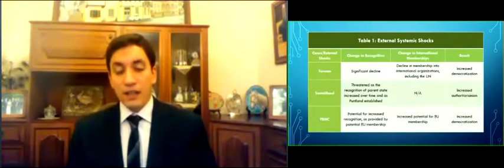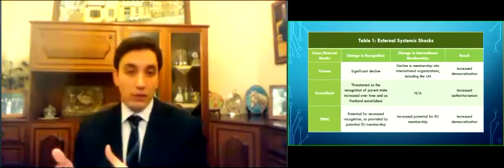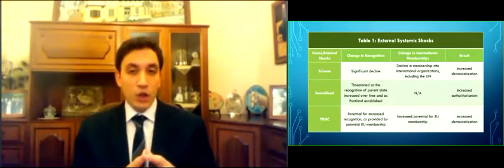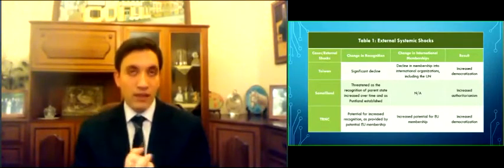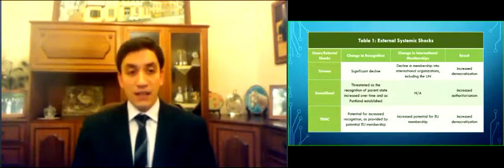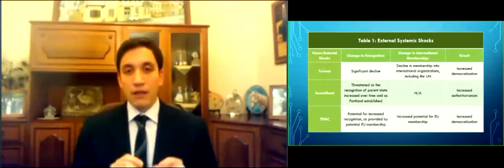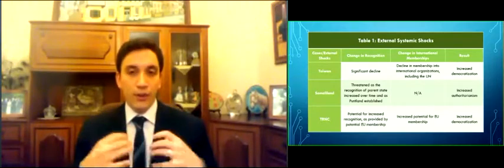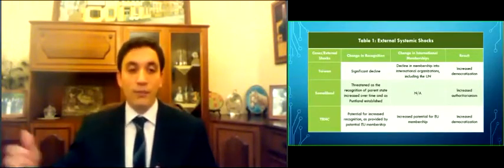So without further ado, let's go into my findings. In this first table, you can see the external systemic shocks and their effect on democratization. And clearly, external systemic shocks have an effect on democratization, but this effect can be both positive or negative. In Taiwan and the TRNC, there was an increased democratization because the change in recognition and change in international memberships caused significant decline to the authoritarian status quo, resulting in democratization.